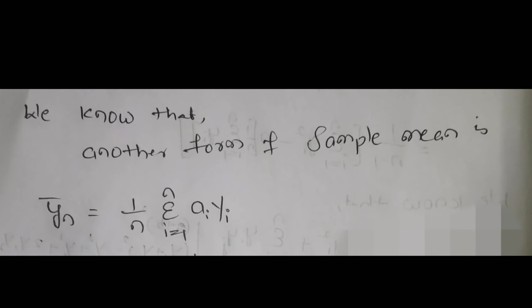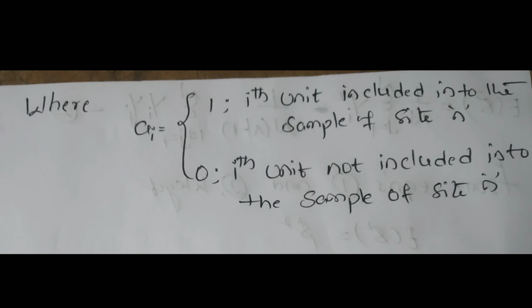So now we write another form of the sample mean, small y bar small n equals 1 by n summation i ranges 1 to capital N, ai yi. Now we introduce the indicator value ai, which takes the values 1 and 0. ai equals 1 if the ith unit is included in the sample of size n, and ai equals 0 if the ith unit is not included in the sample of size small n.